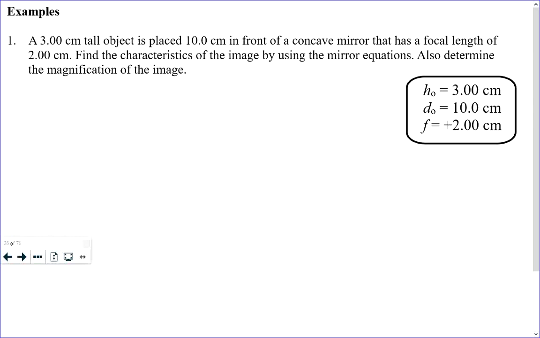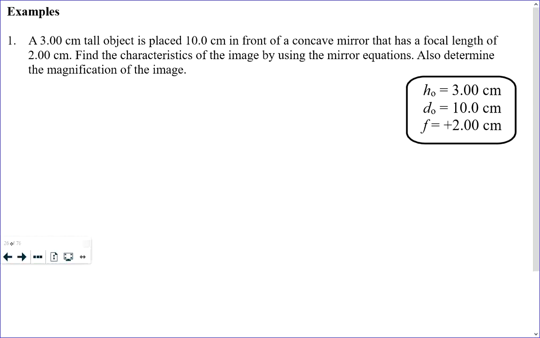So I'm just making a list here of the things that we know. The height of the object is 3 centimeters. The displacement of the object is 10 centimeters. Those are always positive things, HO and DO. In this particular question, the focal length is positive 2, but I indicated that it's positive because sometimes the focal length is not positive. I'm really driving home the point here that the focal length is positive in this question.